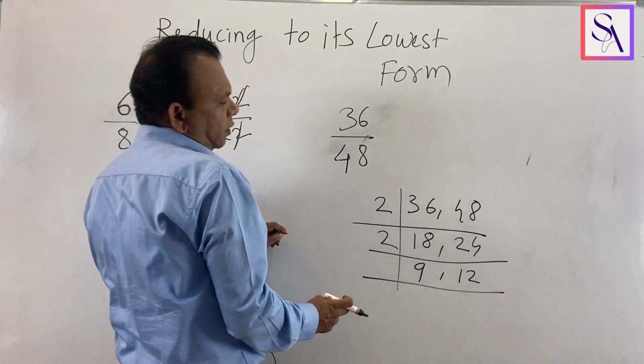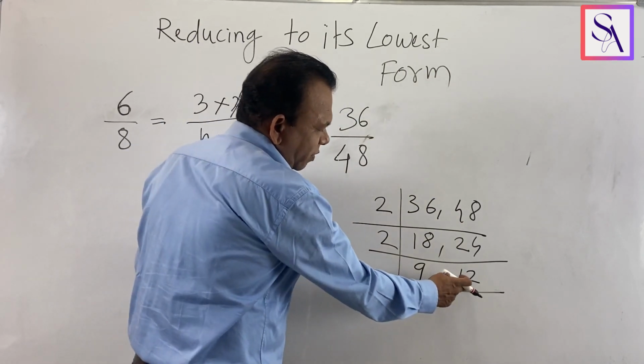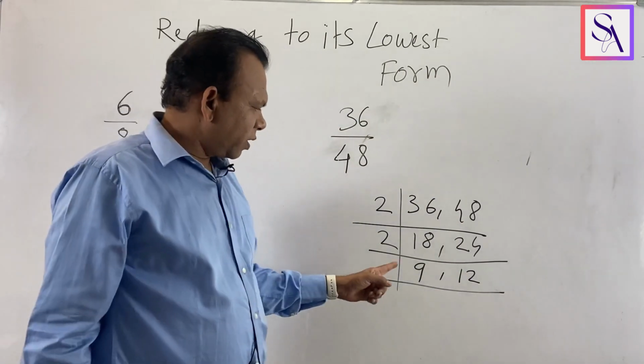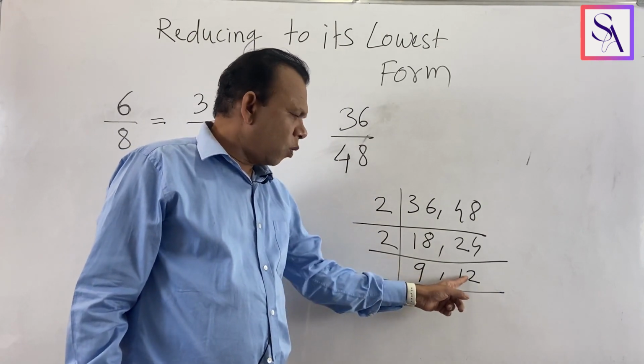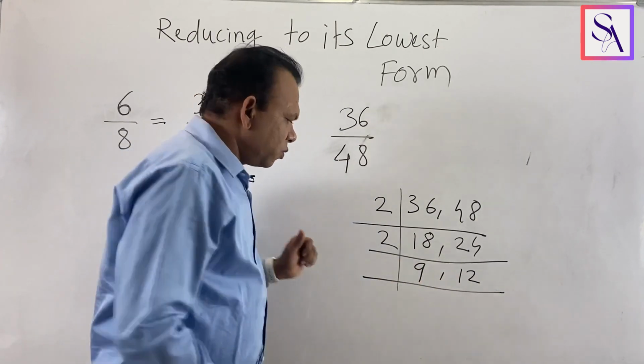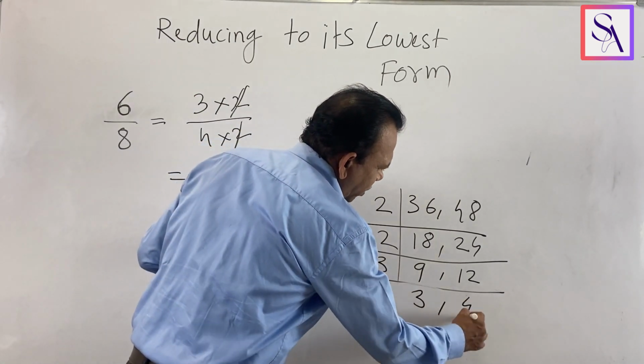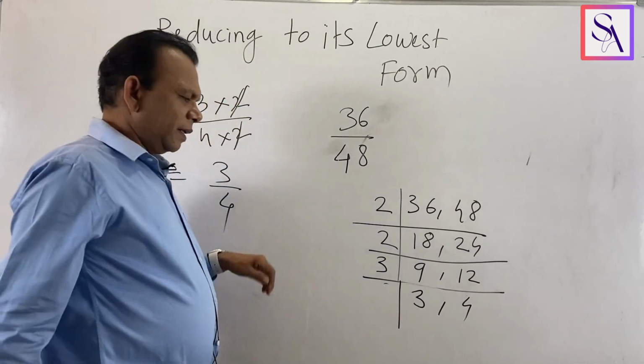Now 9 is not divisible by 2, but 12 is divisible by 2. So we need to find a number which will divide both 9 and 12. So 2 is not our number. The next number is 3. 3 3s are 9, 3 4s are 12, right?